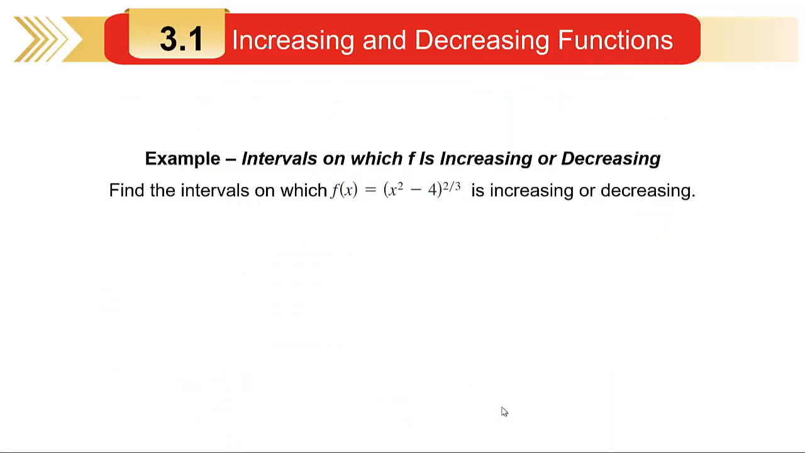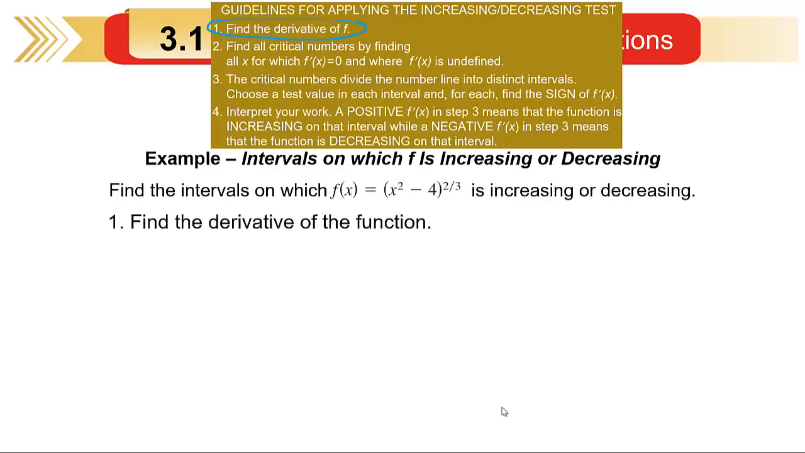Do another one. Here we want to find the intervals on which the function x squared minus 4 to the 2/3 power is increasing or decreasing. Now this is not a polynomial function, so we may have a little more work to do here. Let's just see. The first step, though, is still to find the derivative.